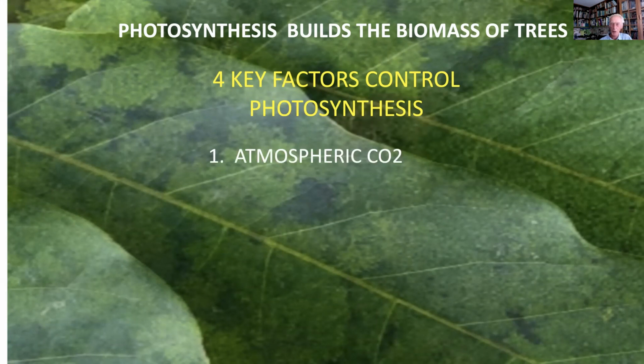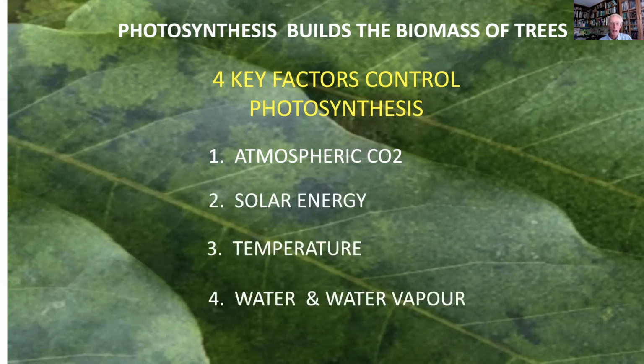But there are 4 key factors which control photosynthesis. Atmospheric CO2, in other words, the carbon dioxide in the atmosphere, which is what the trees take in when they have photosynthesis. Also solar energy and temperature, and water vapor. Now we consider these individually, and you will see the science behind our claims that Uganda is the best place for us to plant trees.